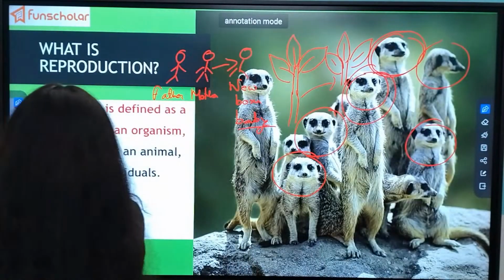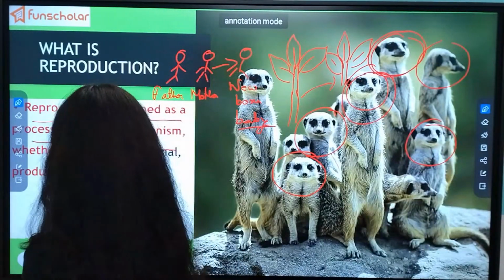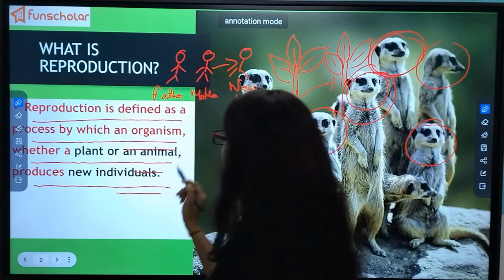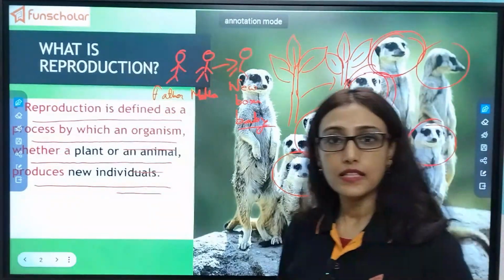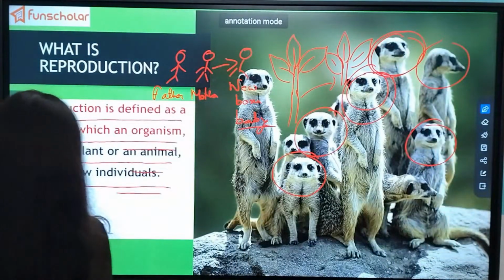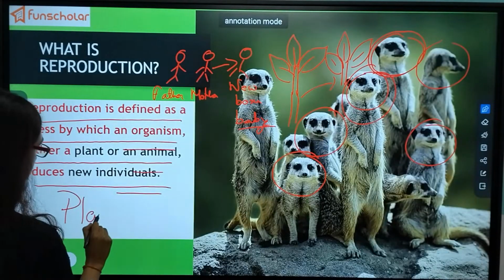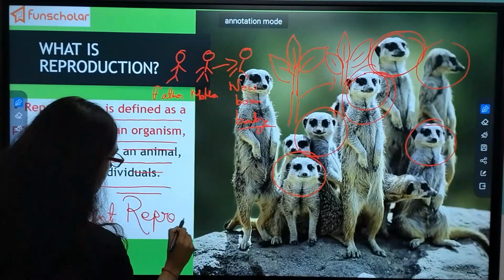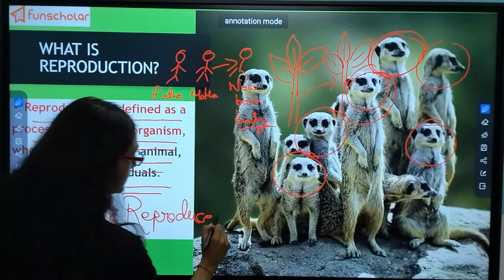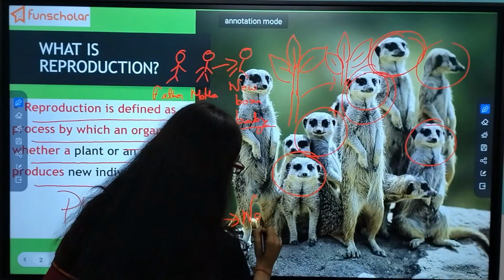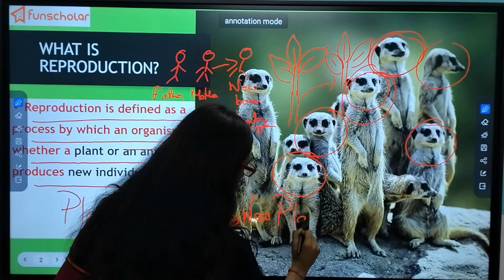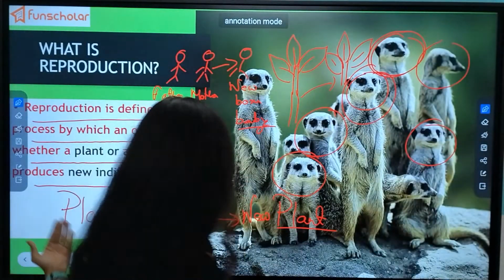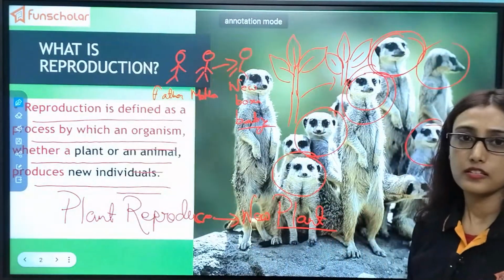So let's read. Reproduction is defined as a process by which an organism, whether a plant or an animal, produces a new individual. But in this chapter, we will learn about plant reproduction, that is how plants reproduce to form a new seedling or new plant. So we will learn this process in details in this chapter.